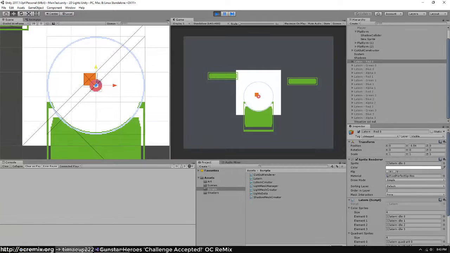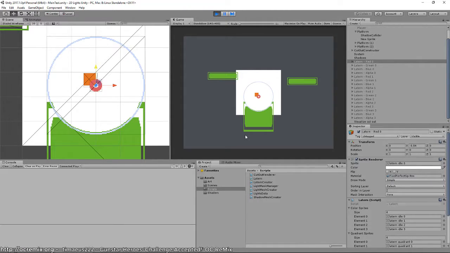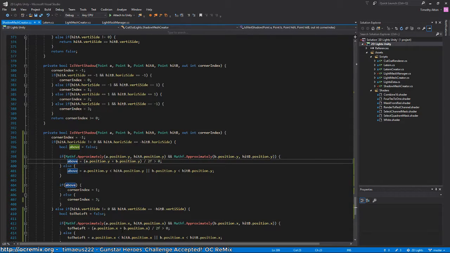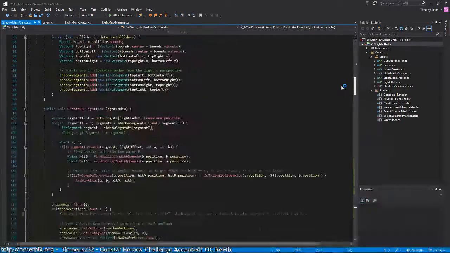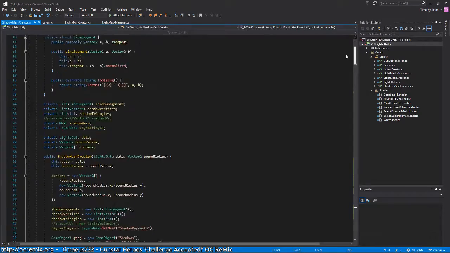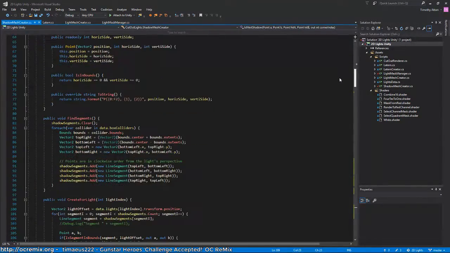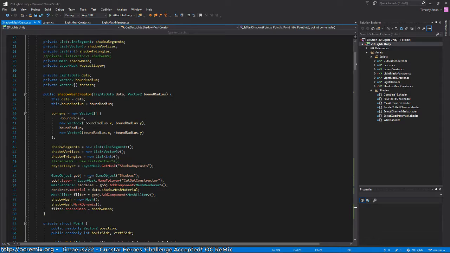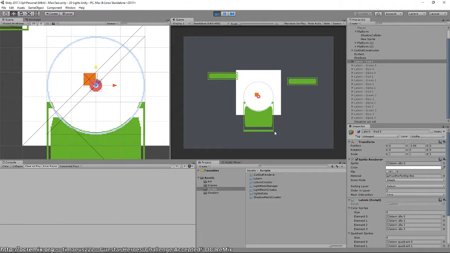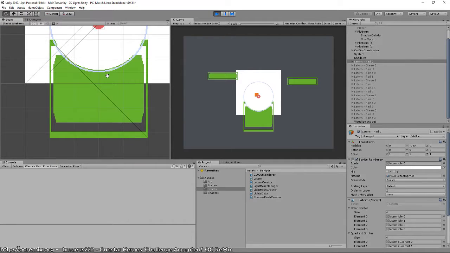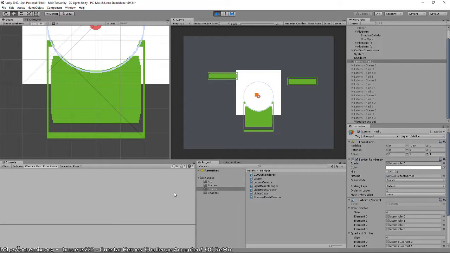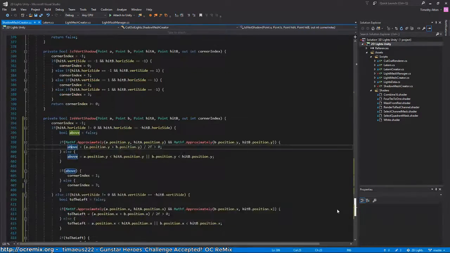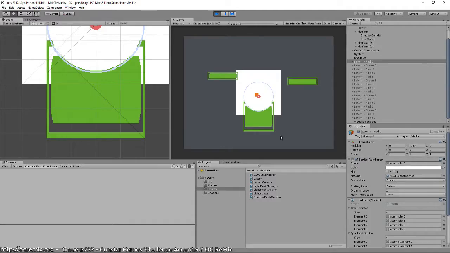So maybe that's not how it should work. Wait, what is corner 0 actually? No, let me make sure. I thought it was up here. Oh yeah, right here. So corner 0 is negative, so it's the bottom left. Okay, so yeah, this is corner 3. So that is right. Correct? Yeah, so it's not above, so corner 3, and then it goes to corner 0.